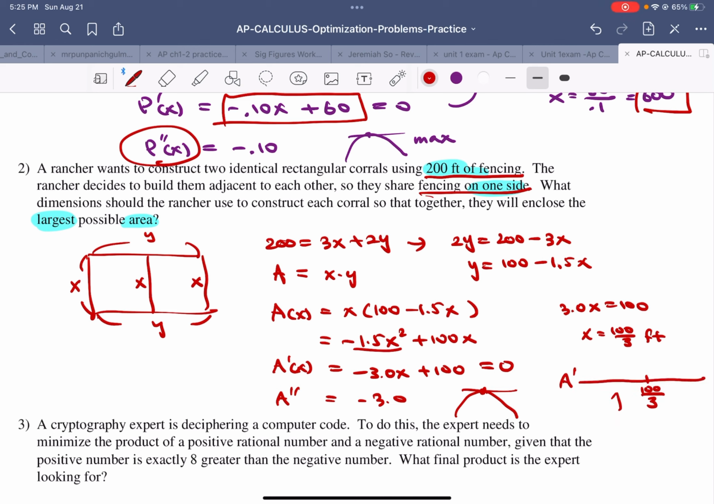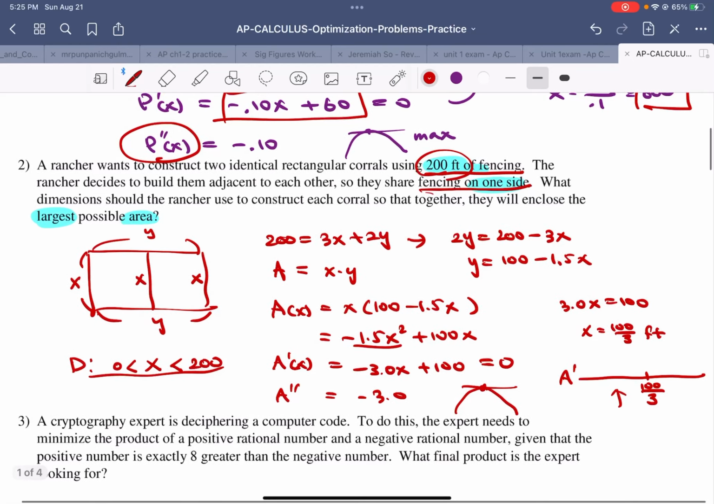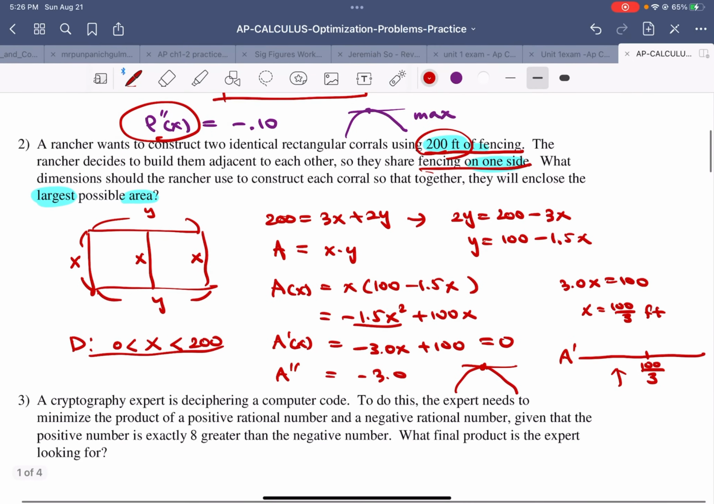Let's talk about domain first, before I forget. Your x value should be greater than 0. It cannot be negative or 0. But of course, x cannot be over 200 because the entire fence is 200. So that's the domain.